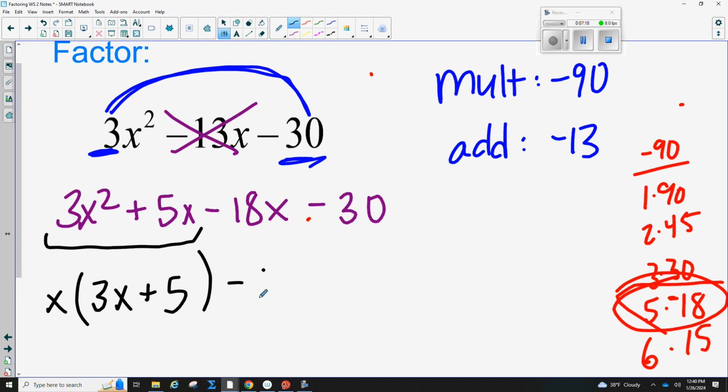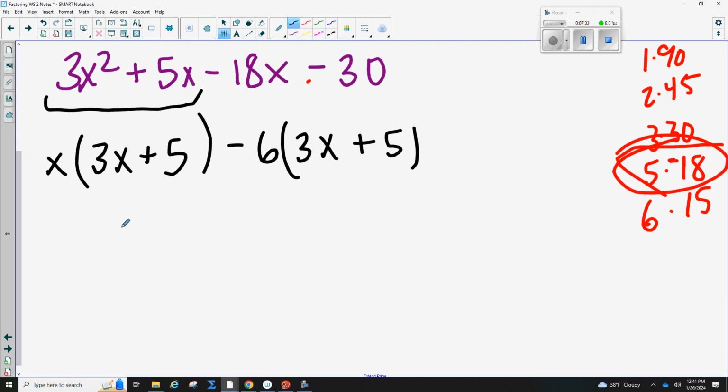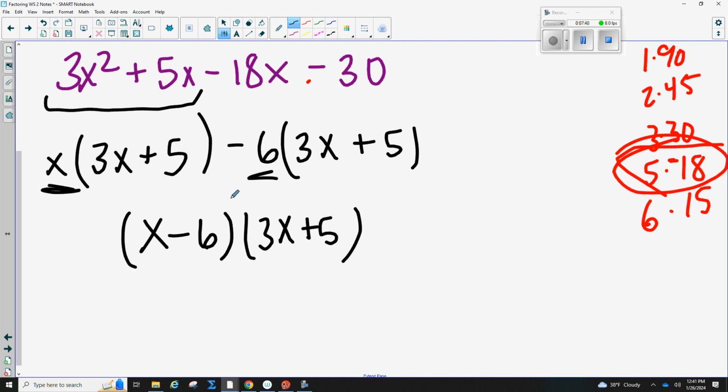If I divide this by negative 6, what do I get? 3x. If I divide this by negative 6, what do I get? Plus 5. I took the negative out of both, right? So they both turn to positive. Again, those parentheses should matchy-match, and I get x minus 6 times 3x plus 5. So what was factored out, put first, and then what you have 2 of, put second. Now, if I FOILed that back out, I would get the beginning answer. I don't want to show you, because it takes too long, but I would get that.